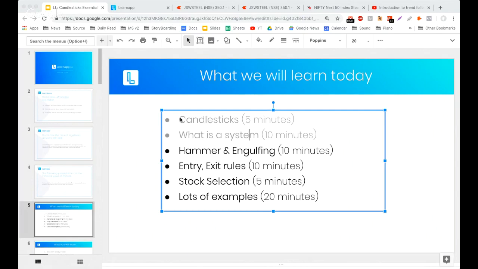I'm going to spend a minimal amount of time on candlesticks, what is a system, and what is a hammer. I want to spend most of my time on the entry-exit rules, the stock selection, and lots of examples. What I'm going to teach you is an open-ended system, which means you can change things around and make the system your own. So if you all are ready, type READY. So I know that you're ready. You've understood the flow that we're going to follow today.